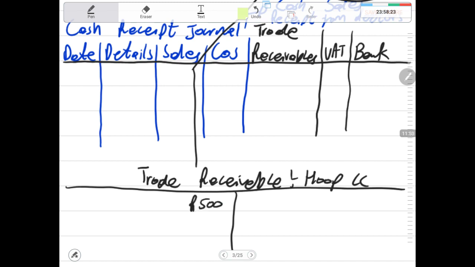It can happen that we by mistake record by error. Remember, this will also be sales. We can record by error an amount of 500 in the account of the customer. Please highlight this, guys, very important.